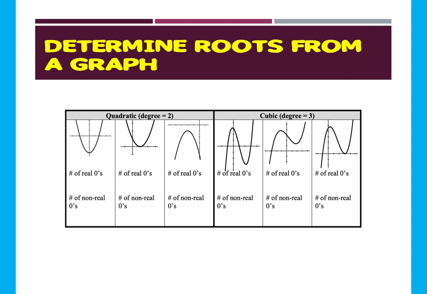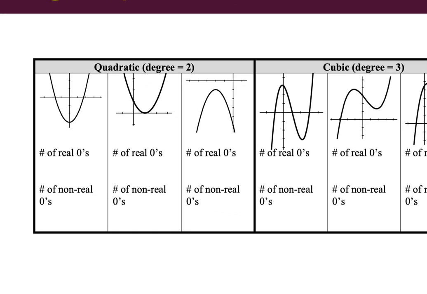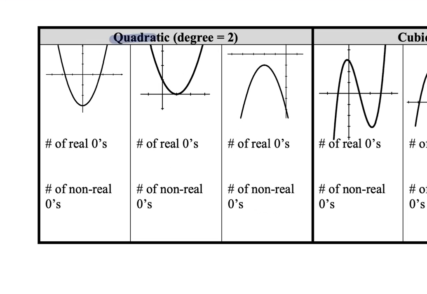All right, so looking at this, it says determine the roots from the graph. Notice on the left-hand side, these say that it is a quadratic function, which means there are 2 roots, or the degree is 2. So look at this graph. How many real roots are there? 2 real roots, which means there would be how many non-real? 0.